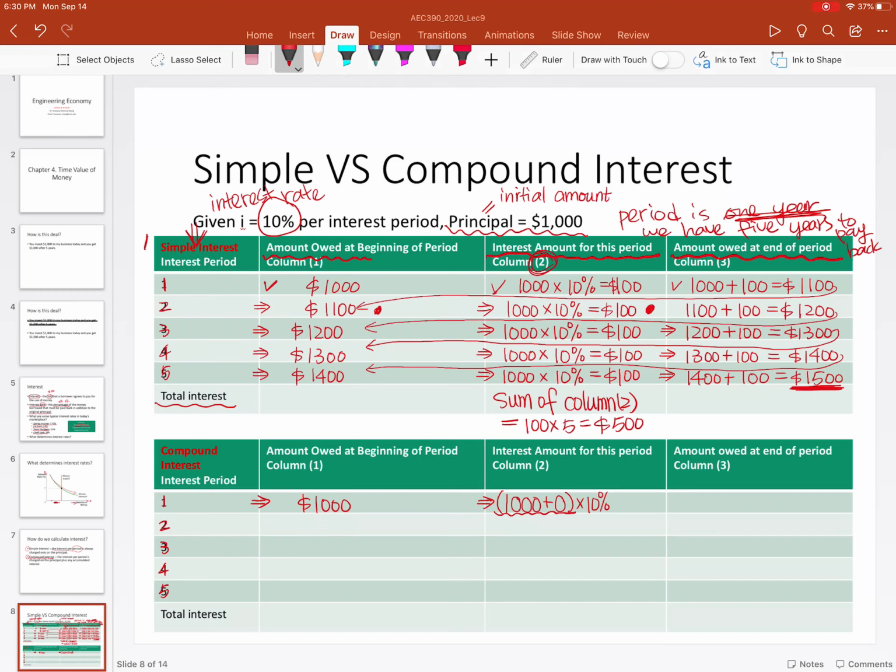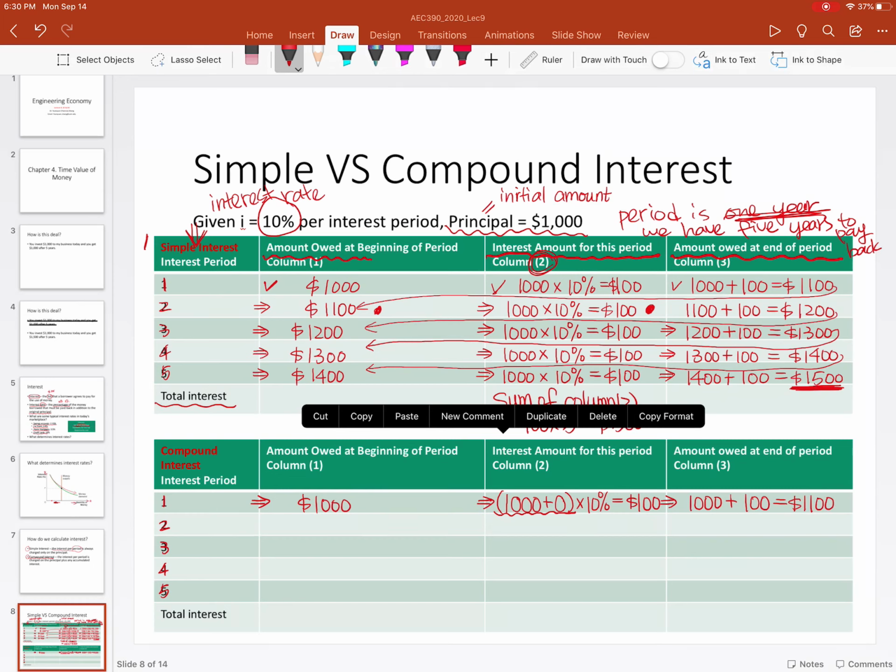We call this the base of the interest, or the principal plus the previous interest. So this number will be 1,000 times 10%, which is 100. Okay. And then what is the amount owed at the end of the first year? That will be the initial amount you owed, so 1,000 plus the interest. So it will be 1,100.